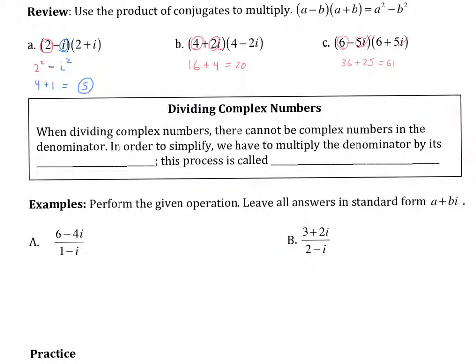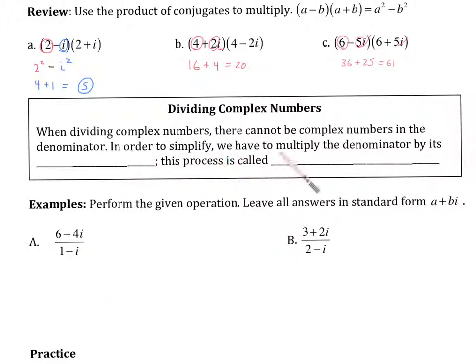So this brings us to our super secret rule. So today, when we are dividing complex numbers, there cannot be complex numbers in the denominator. Just like we don't put decimals, fractions, or radicals in the denominator, we're not going to have i downstairs either. So we need to get rid of the i downstairs.